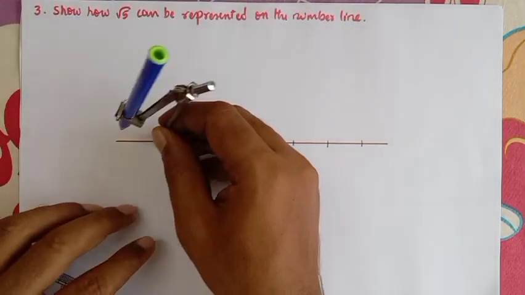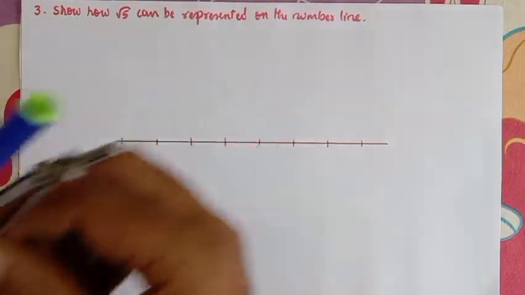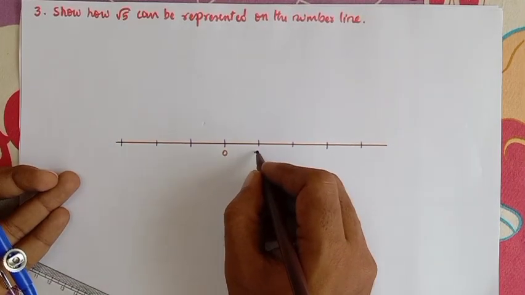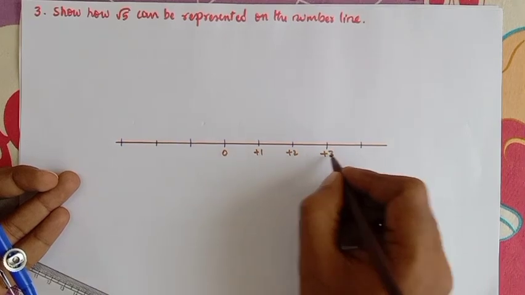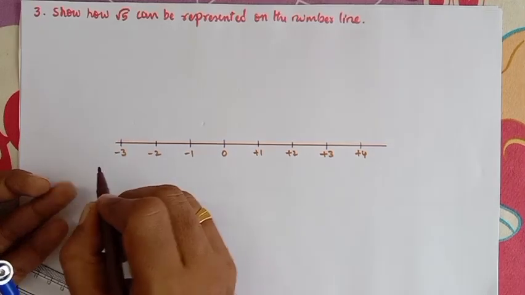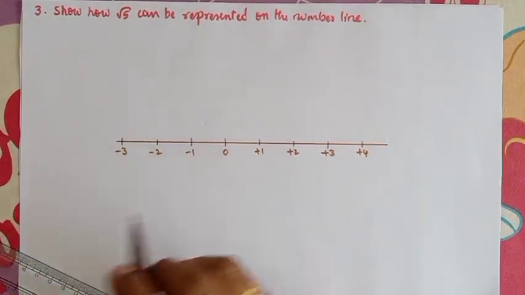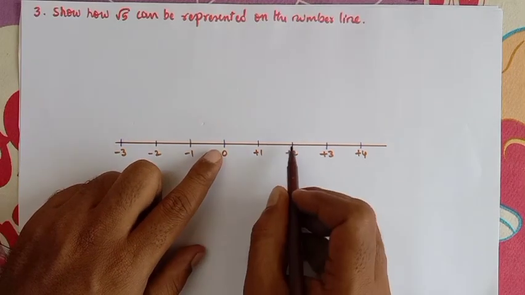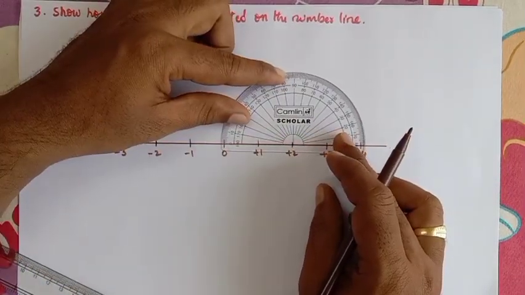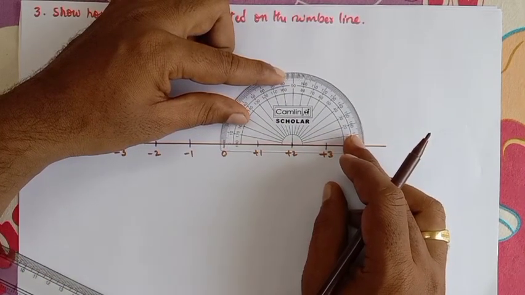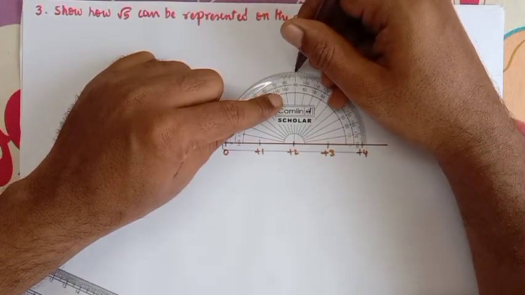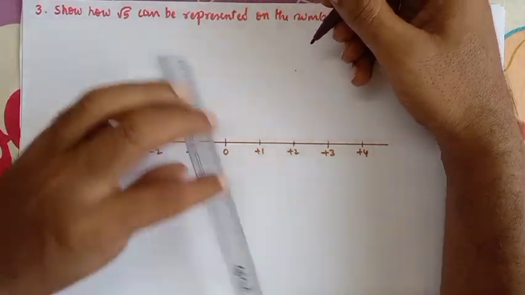And at last I will come to this point, and now it is necessary for you to mention: let this be 0, plus 1, plus 2, plus 3, plus 4, minus 1, minus 2, minus 3. So here I will use it from 0 to 2. At this point 2 on the number line, I will mark a 90 degree angle, and I will join these 2 points.